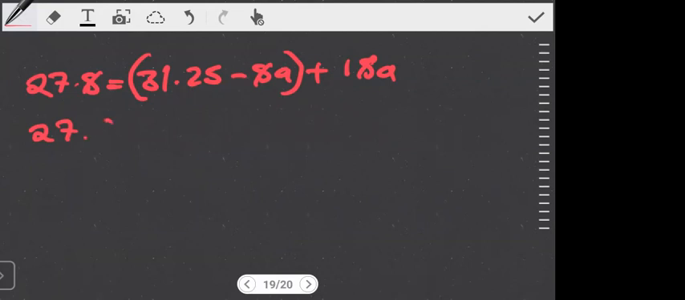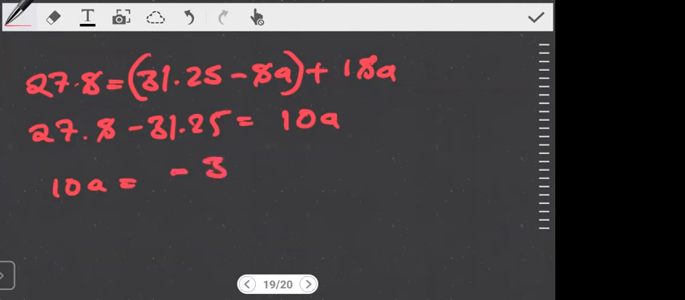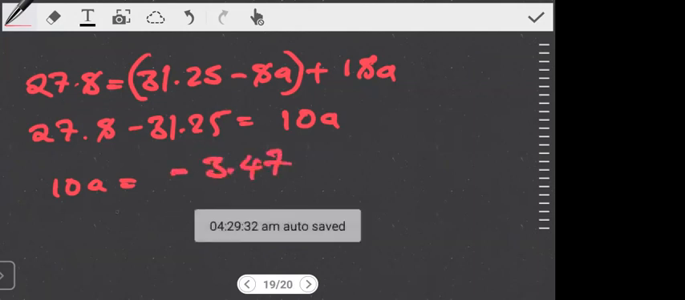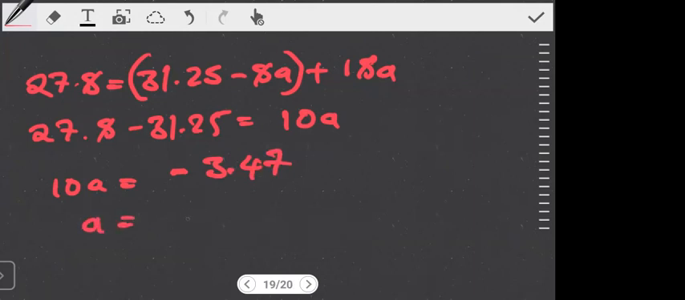What I'll have will be 27.8 minus 31.25 is equal to, I'm going to subtract this 2, so I'm going to have 10a. Simplify this further, make a the subject of the formula. 10a is equal to, when we make the subtraction there, this is going to be minus 3.47. Divide both sides by 10, and this becomes negative 0.347 meters per second squared.